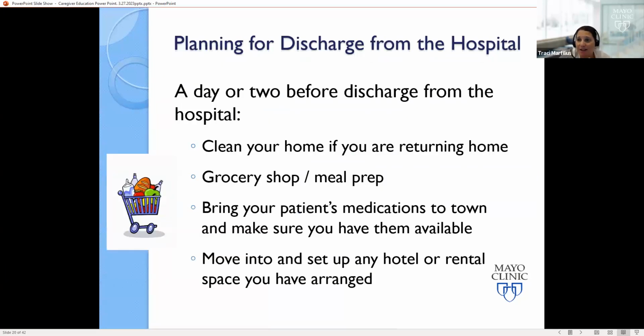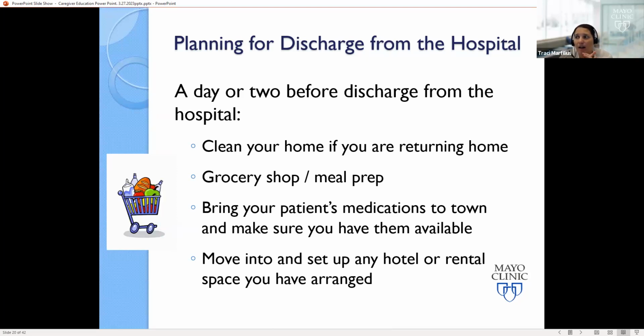Some things to think about as you get closer to discharge from the hospital. A day or two before discharge, you may want to think about making sure that the home the patient is returning to is clean. That infection control is very important. They take these anti-rejection drugs, which suppress their immune system to prevent that rejection from occurring.